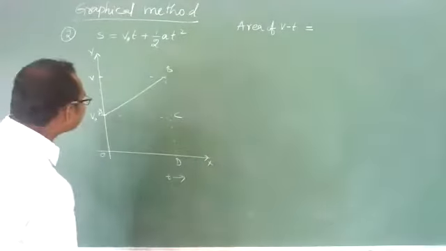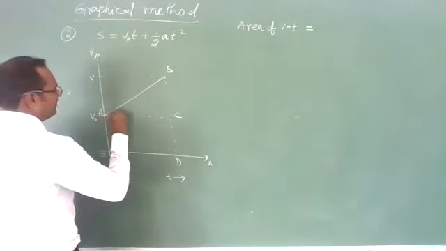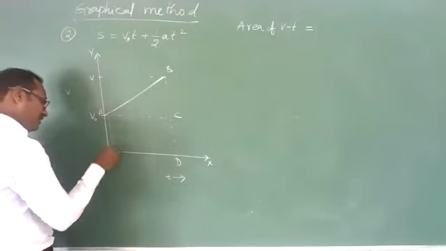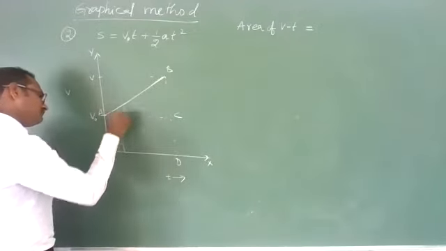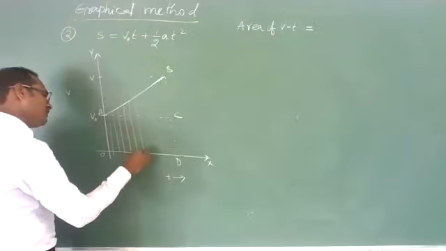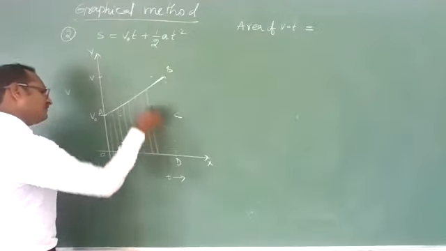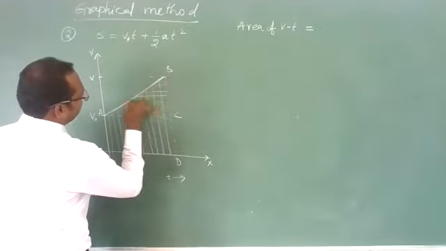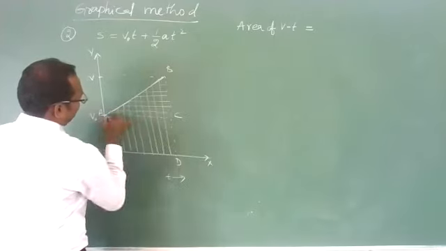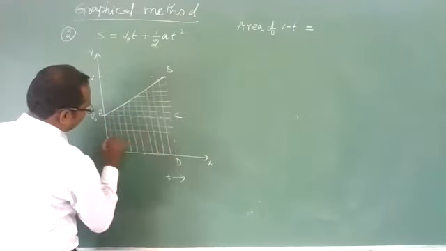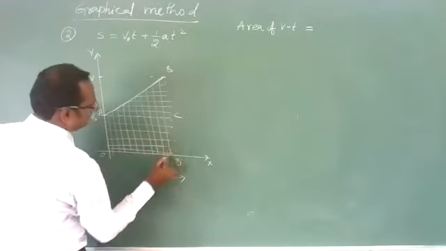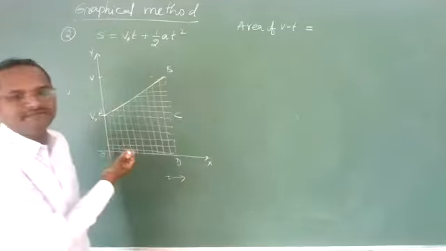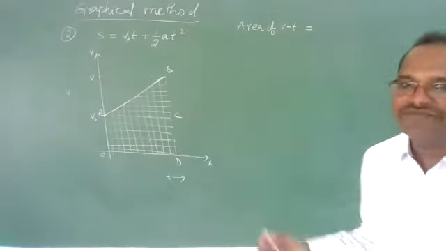What is the area? The total area under this velocity time graph. This is the velocity line. You should take this total area, and then you will get the total area under the velocity time graph. Now, if you see clearly, what is this shape? Trapezium.